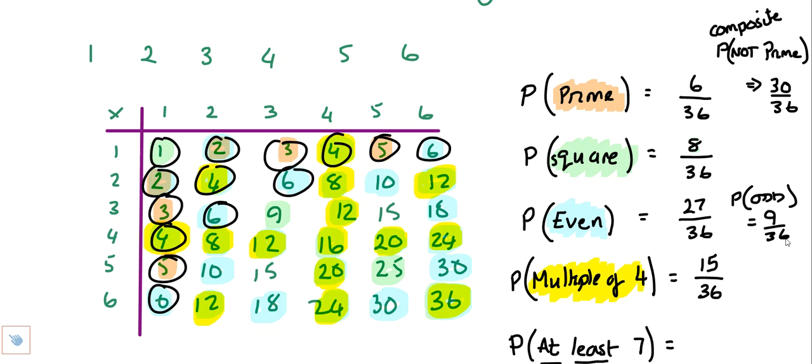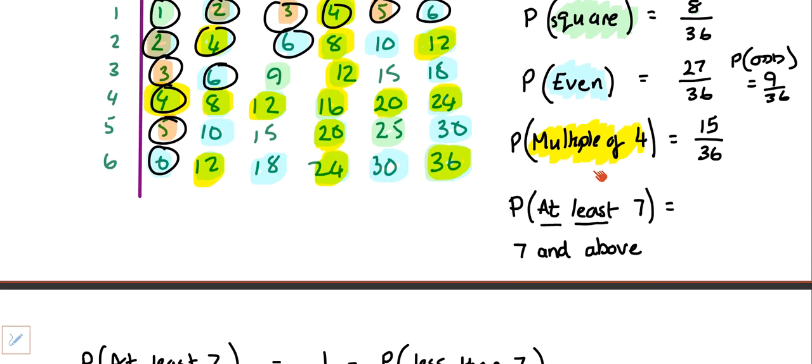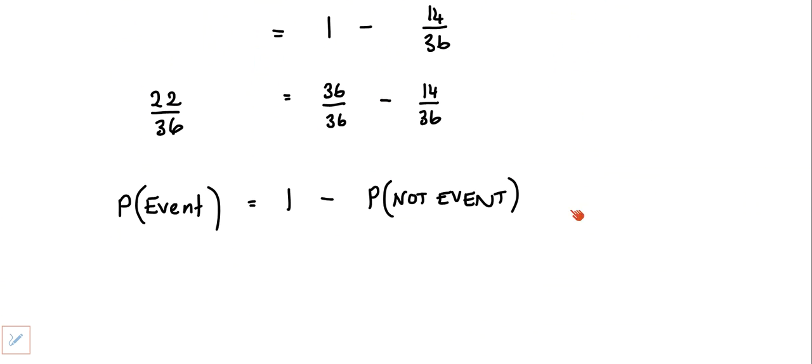And we've already done the opposite of at least 7, which would be less than 7. We just did this. Seven and above, so the opposite is less than 7. It's not that.